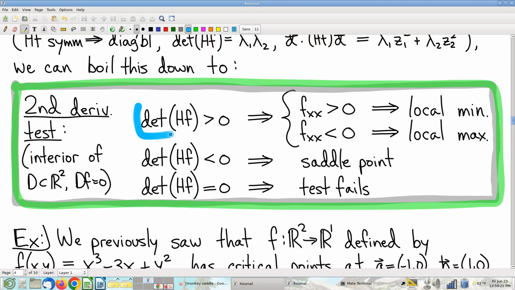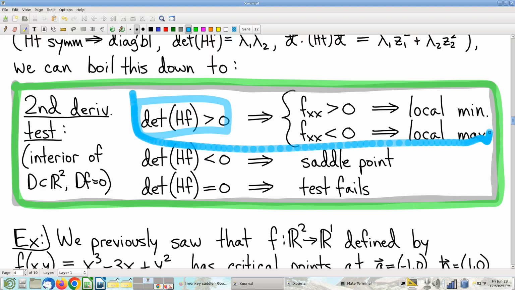Roughly speaking, if the determinant is positive, then you're going to get a pretty familiar set of cases. Namely, positive second derivative means local min, negative second derivative means local max. It looks a lot like the single variable second derivative test. So how nice, right? That's convenient. But I emphasize that only works if your Hessian determinant is positive. 0 is not good enough. It's got to be positive.